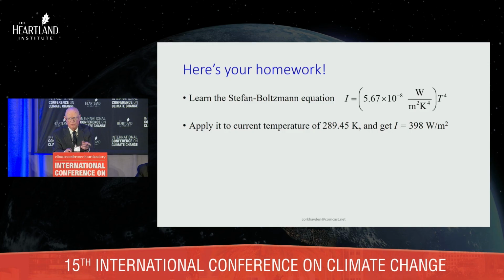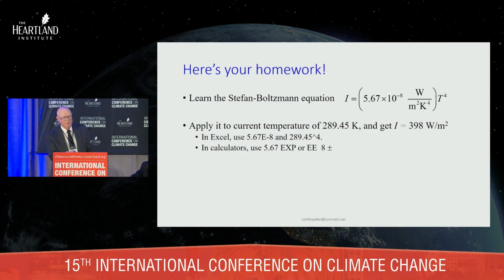Write that number down, write the equation down, and I'm going to show you how to use it. You're going to apply it just for example, just to show you can do it. Choose that temperature and see if you get the right I. If you don't, go back and get it again. The easiest way to do it, by the way, is to use Excel. And what you use in Excel to get 5.67 times 10 to the minus 8 is you type 5.67e-8. And to get 289.45 to the fourth power, you type 289.45^4, and it'll work. In calculators, you use 5.67 EXP or EE8, and then change the sign with plus minus. You can do it.